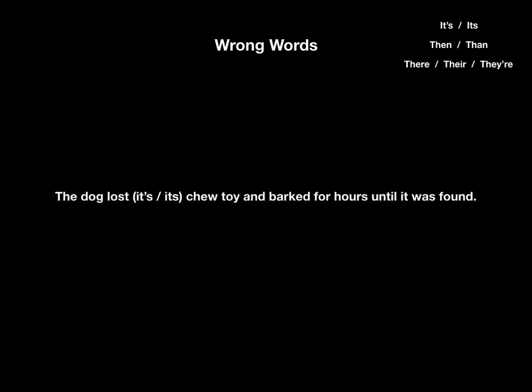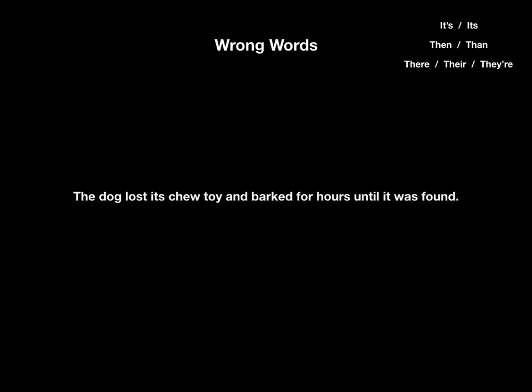The dog lost its chew toy and barked for hours until it was found. Which form of its should we use within this sentence? This sentence is using possession. We can check this by trying to insert it is within the sentence. The dog lost it is chew toy and barked for hours until it was found does not make sense. So we cannot use the apostrophe S form. Instead, we'll use the possessive form of its without the apostrophe.